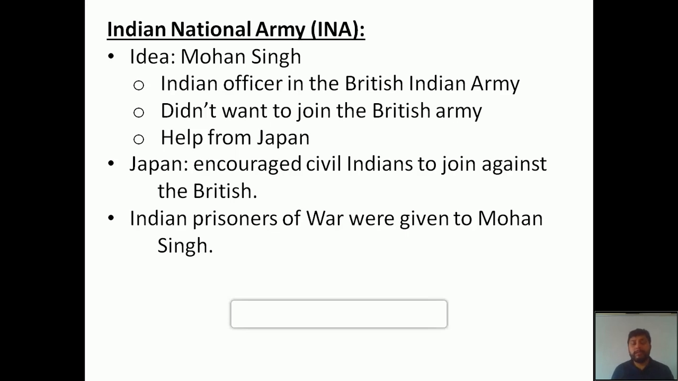So don't think that it was a small number. Near about 45,000 people were there. And Mohan Singh tried his level best to convince them, to make them understand what the British were really doing in India. And near about 40,000 people were willing to join Mohan Singh. So finally, it resulted in the formation of the Indian National Army.